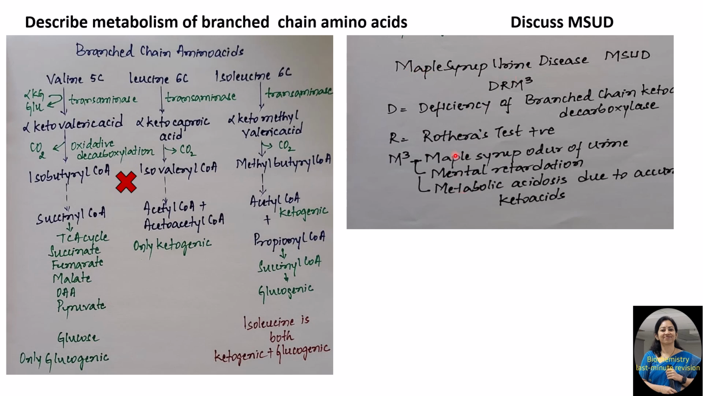So the mnemonic to remember this is DREAM, DRM cube. Okay, so E and A are silent here, DRM cube, DREAM cube you can remember. D stands for deficiency of branched chain keto acid decarboxylase.